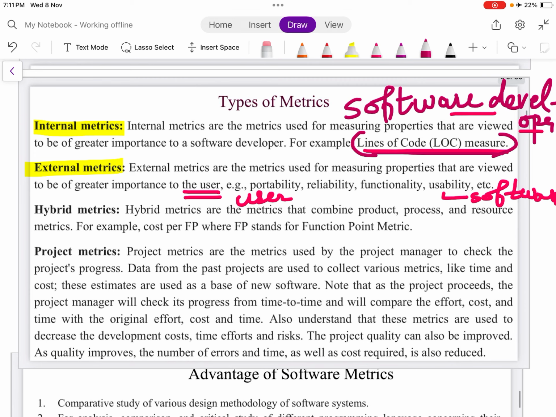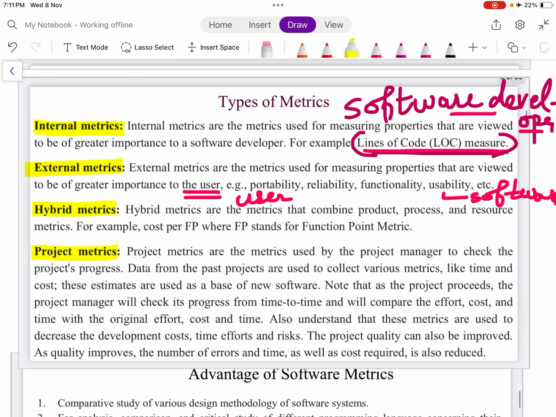Hybrid metrics are the metrics that combine product, process and resource metrics. So they combine the product, process and resource metrics. For example, cost per FP, where FP stands for function point metric.